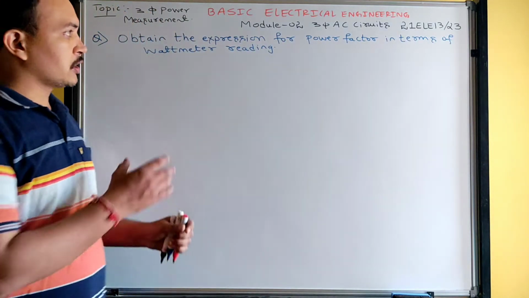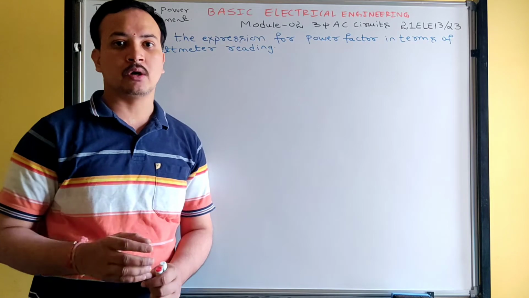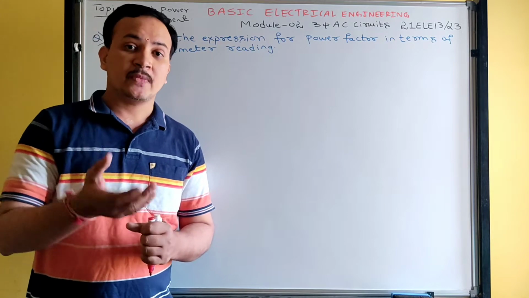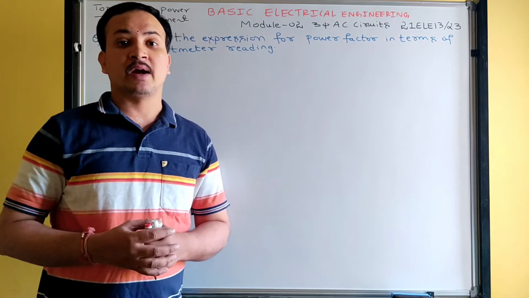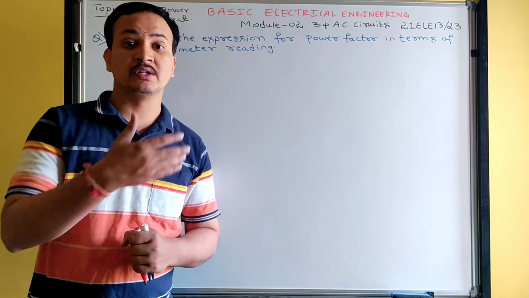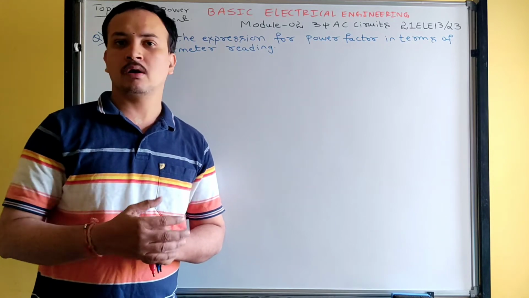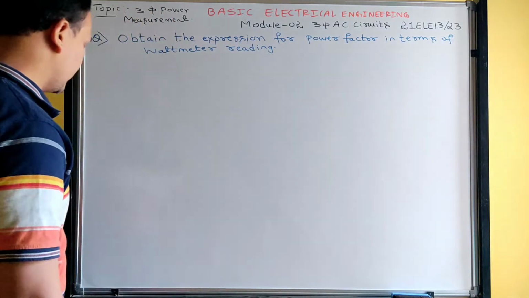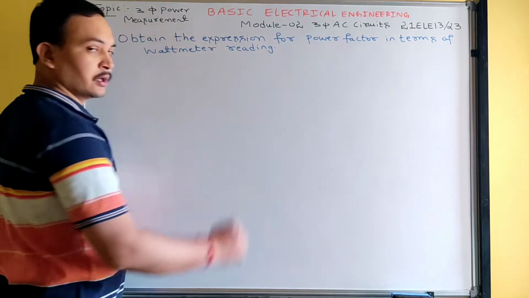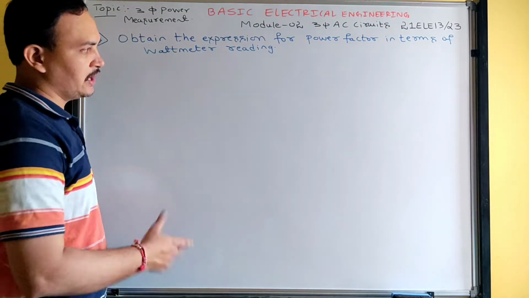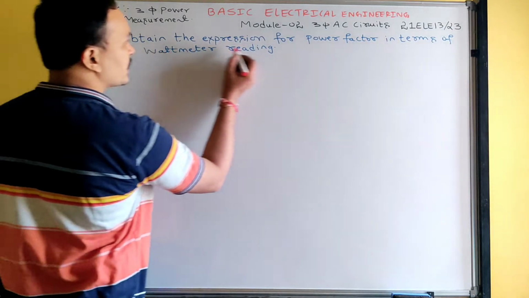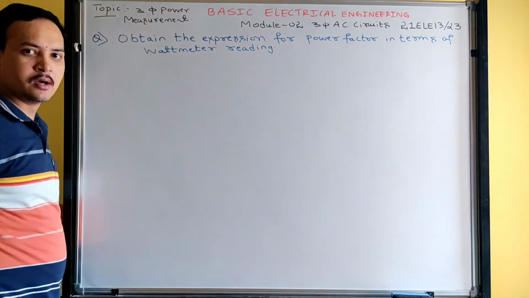Now this topic is required only to solve problems on wattmeter readings. If I know the wattmeter readings W1 and W2, from the wattmeter readings we can calculate the power factor of the star connected or delta connected load. Those wattmeters are used to measure power consumed by the star or delta connected load. So it is a very important topic only for problems. Theory questions won't be asked on this particular topic, however, if they ask also, it will be very easy. Students can easily write it. Let's start with this topic: obtain the expression for power factor in terms of wattmeter readings.